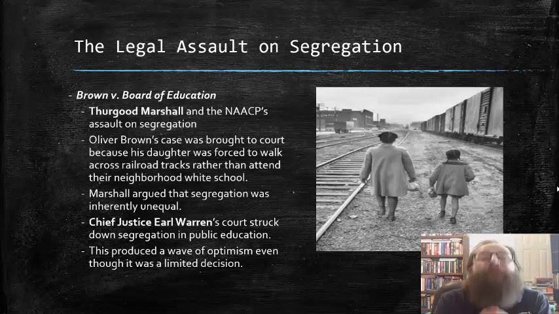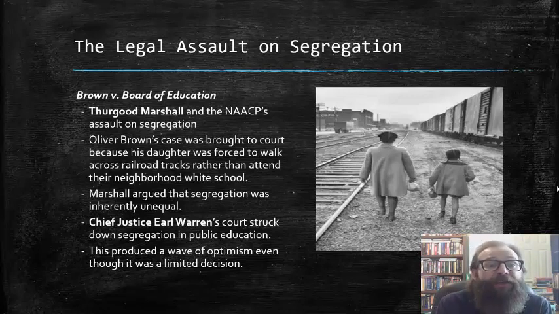Probably the most famous of the court cases involving school desegregation was Brown versus the Board of Education. And this was really the peak of Thurgood Marshall, a very famous black lawyer, and the NAACP's assault on public school segregation. Oliver Brown's case was brought to court because his daughter was forced to walk across railroad tracks rather than attend their neighborhood white school.